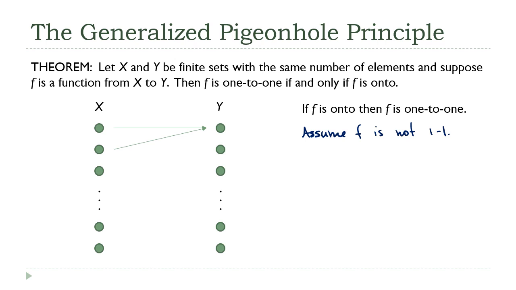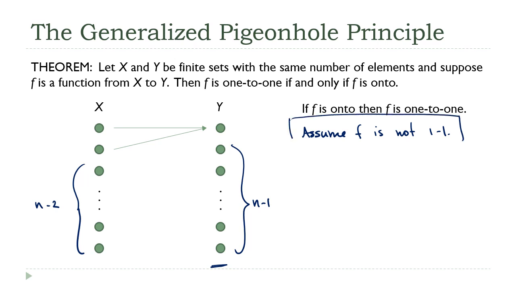So where does this leave me? Well, now there are n minus 1 elements over here, but only n minus 2 over here. And now I'm stuck. There's no way I can map n minus 2 elements to n minus 1 elements in such a way that every one of the n minus 1 gets mapped with something. So that contradicts our assumption that the function is onto, which means our initial assumption that f is not 1 to 1 must be invalid, and the function will be 1 to 1.